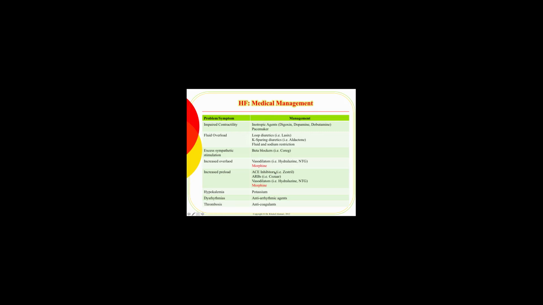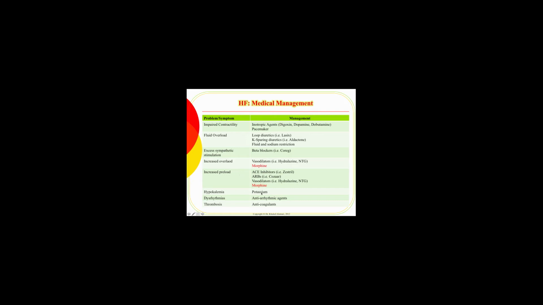the RAAS system, that decreases the venous return, and that's a huge help in preventing the hypertrophy or remodeling or change in the structure of the ventricles. ARBs are available in case the patient cannot take the ACE inhibitors, whether because of allergy or because of angioedema or cough. Also, vasodilators can help in decreasing the preload, but vasodilators are mainly for the afterload, and also morphine.